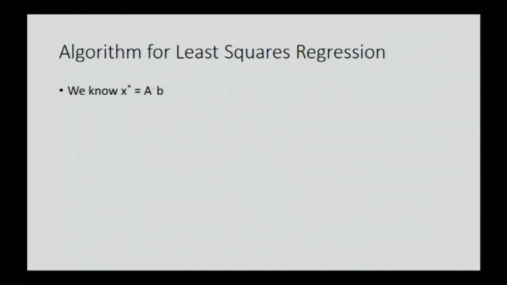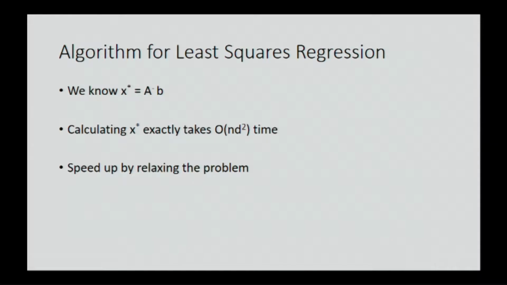So what's one way of solving least squares regression? We know that the minimum norm solution, x star, is A pseudo inverse b. But calculating this could be very slow. So there are lots of ways to speed this up by sketching or by allowing randomization and approximation.